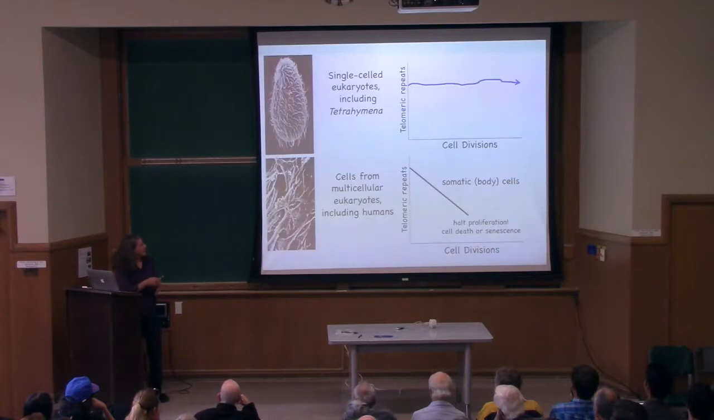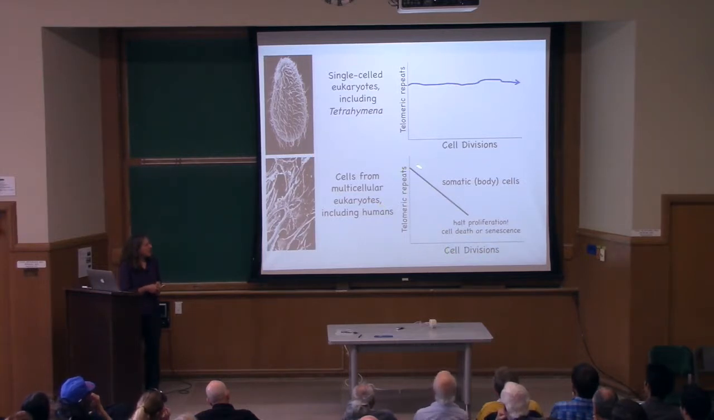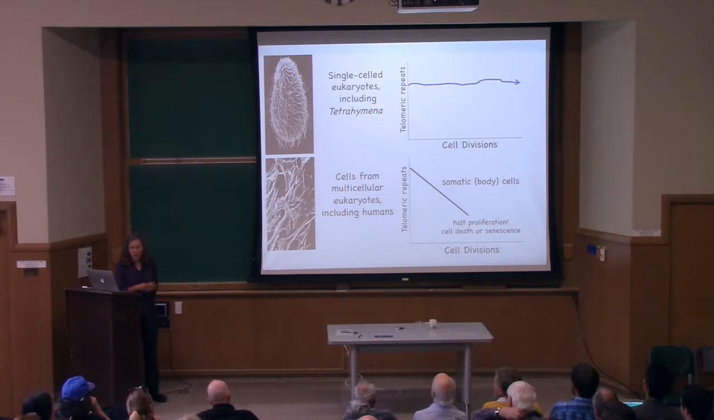So hang on a sec. I've told you that Tetrahymena has telomerase, a mechanism to maintain these telomere repeats. And yes, if you grow a Tetrahymena in culture forever, it will maintain a certain length of telomere within a range. But cells from multicellular eukaryotes, like humans, like these skin cells right here that are to scale, you put those in a dish, you ask them to divide, and they lose telomere until they halt proliferation. And depending on the cell type, they either kill themselves or they just sit there and wait.